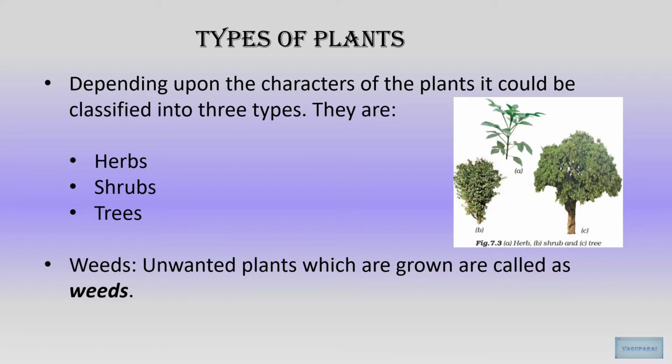First, to know about the types of plants, let's see the plants around us. We see plants, some are very small in size, some are middle-sized, and some are very tall, right? So, depending upon the characters that these plants have, we are going to classify the plants into three groups, three types, and they are called herbs, shrubs, and trees. There's one more thing that we have to know, those are weeds.